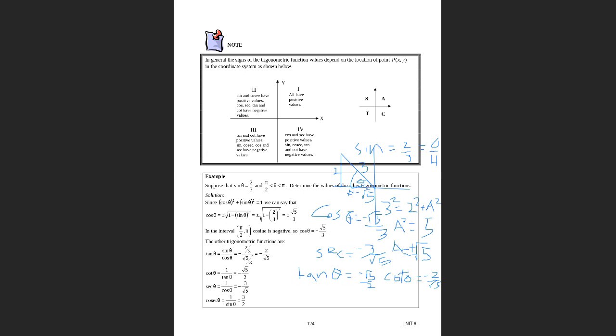In that order. Please, any questions on this? You see that the CAST diagram is very important, because you must always know the sign of the angle. And obviously cosec will be 1 over sin theta, so it's going to be the reciprocal, which is 3 over 2, as we see.